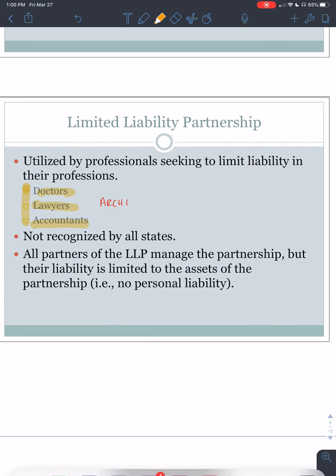Limited liability partnerships aren't recognized by all the states. And I think that's all you really need to know. Same thing with the management.